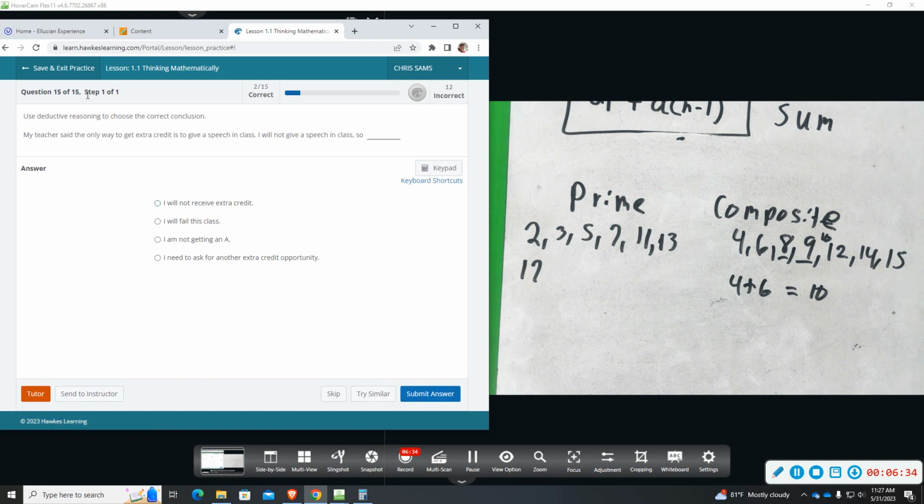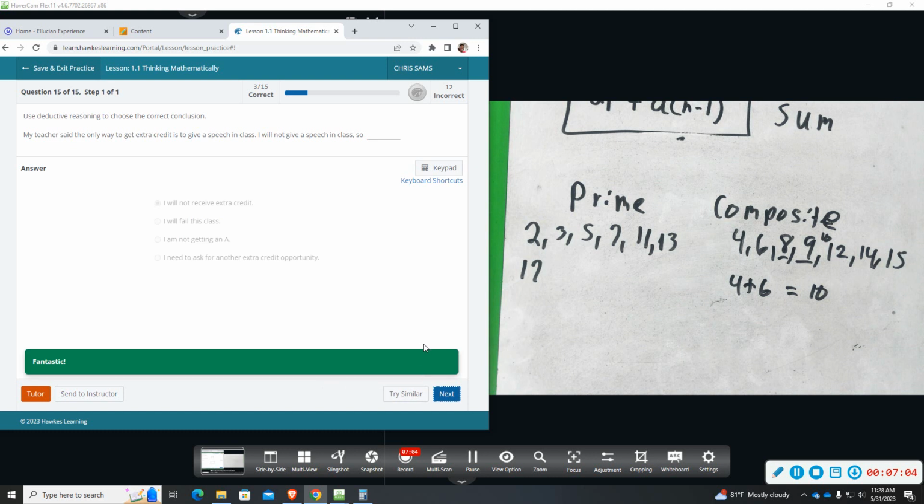And then 15 is going to be our last one. It says use deductive reasoning to choose the correct conclusion. My teacher said the only way to get extra credit is to give a speech in class. I will not give a speech in class, so I will not get extra credit. Because that's the only way to get extra credit, that's the only thing that makes sense. All right, so that's going to be the end of 1.1.